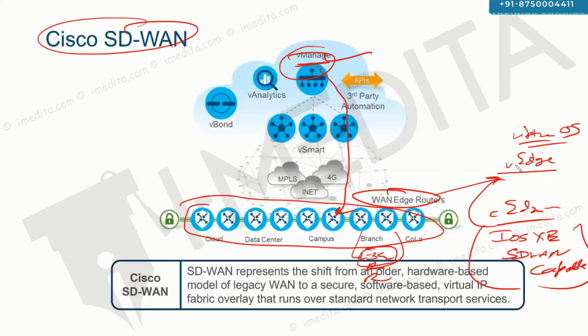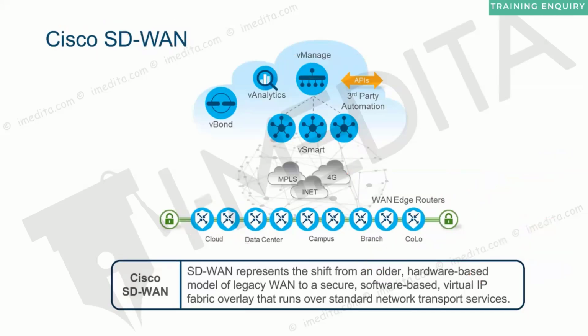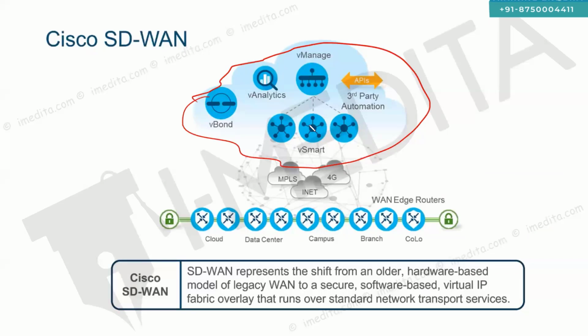Sir, one doubt. vSmart, vBond and vManage are connected to authentication vManage. If in case vManage is down, total production is down, sir? No. That's the beauty of this architecture.